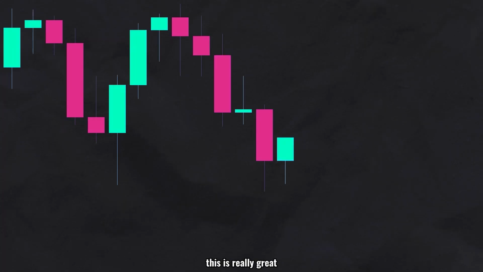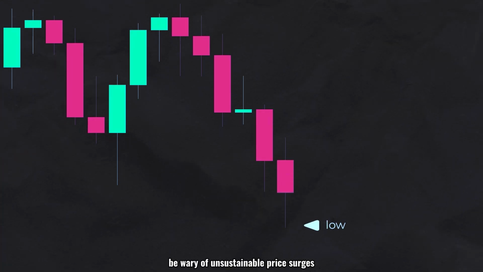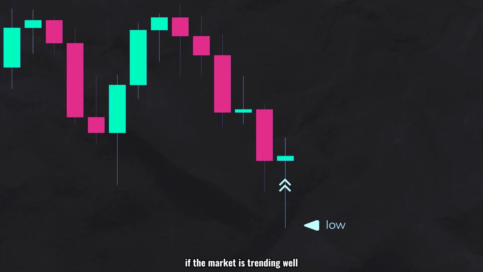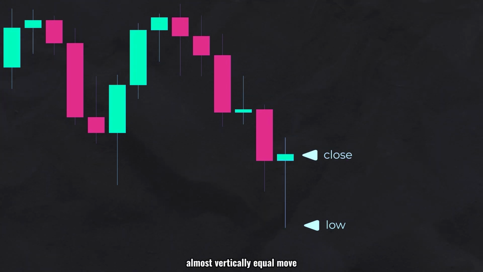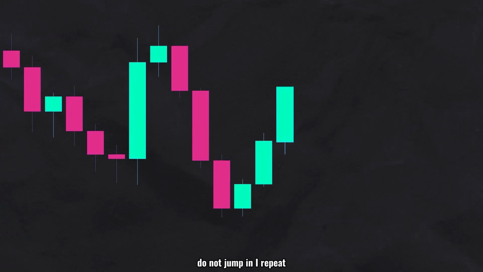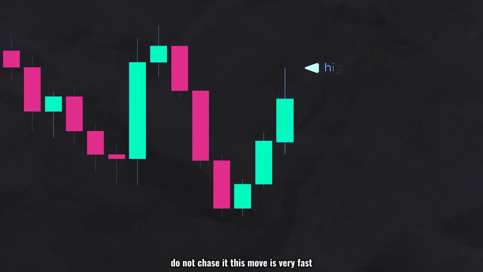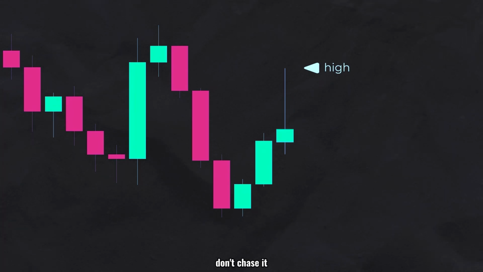This is really great, but I need to warn you about a major trap you must avoid here. Be wary of unsustainable price surges. If the market is trending well and suddenly spikes off the established trendline almost vertically, do not jump in. I repeat, do not chase it. This move is very fast.